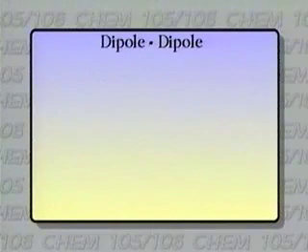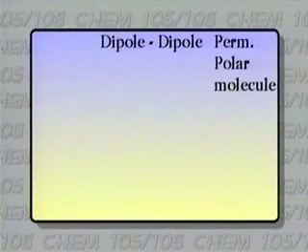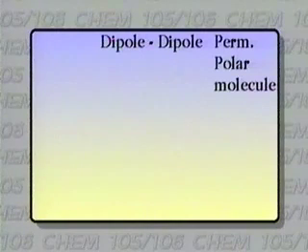The first one under the grouping called van der Waals forces was the dipole-dipole. And this comes about any time that we have a permanent polar molecule. So if we have a permanently polar molecule, we have then dipole-dipole interaction.